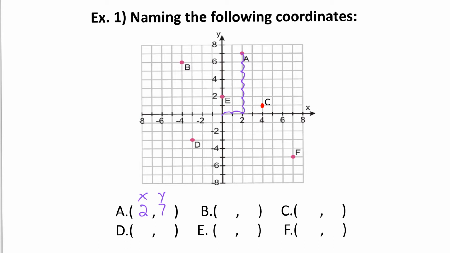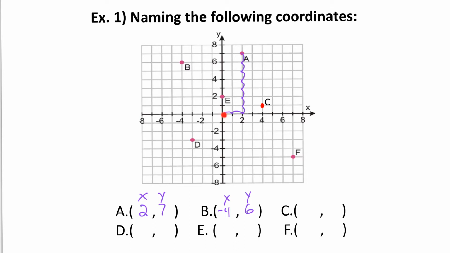Let's try B. For B, from the origin, you go to the left. So you always start with the x coordinate first. Negative 1, negative 2, negative 3, negative 4. Notice that's where I need to turn. So negative 4 goes here. That's my x. And I need to go up. 1, 2, 3, 4, 5, 6. So my y coordinate is 6. So point B is at (-4, 6).